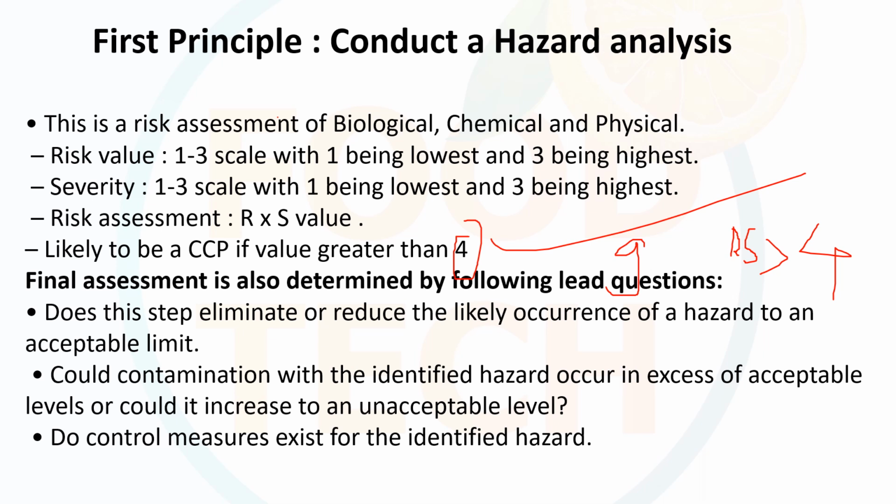And then the final assessment is done. In the final assessment many things are considered, but some of the lead questions are: what do we have to do to eliminate this hazard, and what are the acceptable levels of contamination? Suppose there is contamination; let's take an example. If we take grains, and the grains are contaminated or adulterated with stones, what will be the acceptable level? I'm giving just an example, it's not real.